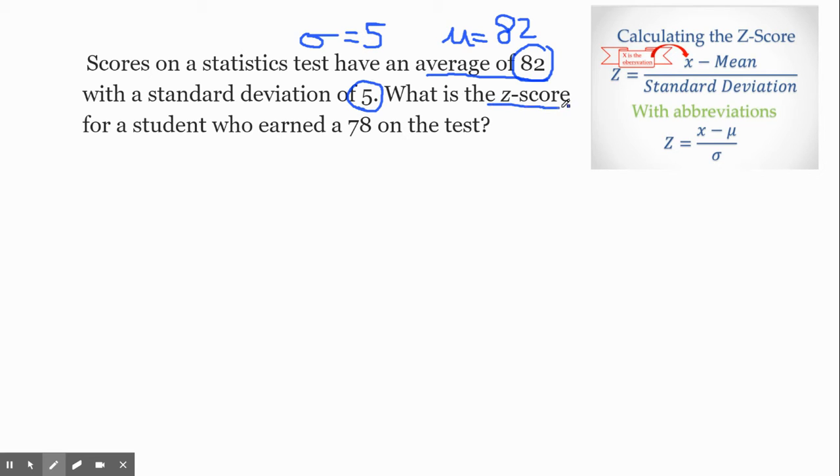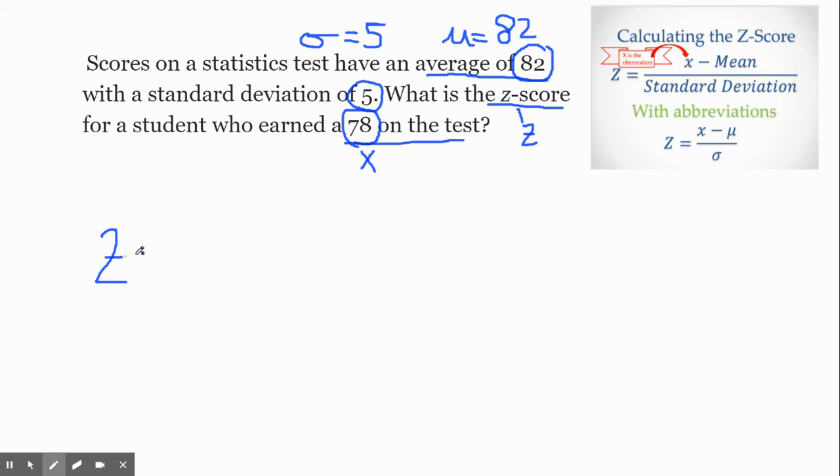What is the z-score? They're asking me to find z for a student who earned a 78 on the test. This 78 right here is my x value. So I'm going to come over to this formula. I've got z equals x minus mu divided by standard deviation. Z is what I'm trying to find, so that's what I'm going to write down.